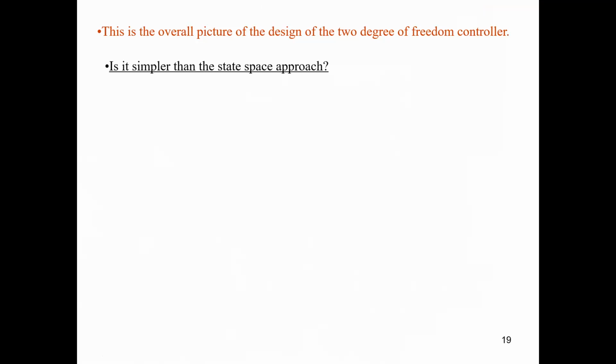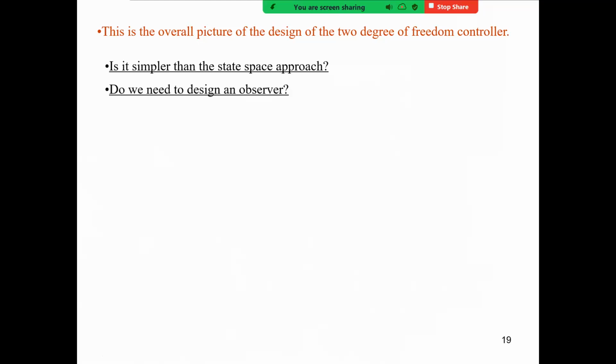We have one feedback controller, and we design one feed-forward controller. It just involves the design of two transfer functions. If we compare to the state space model approach, is it simpler? Yes or no? It is simpler, right? Do we need to design an observer? We don't need to design an observer, because this approach does not involve any state variable, right? We only need the transfer function.